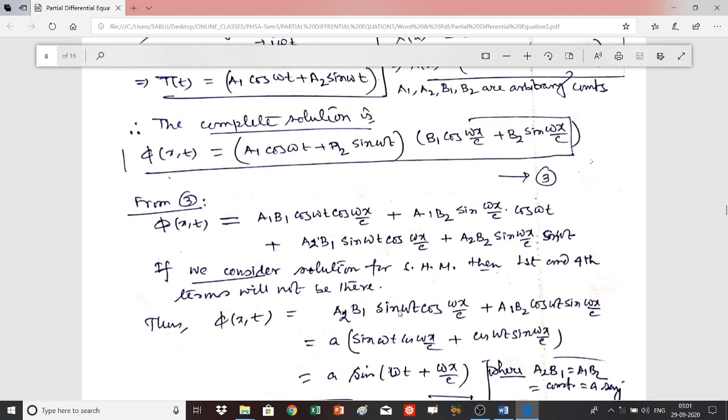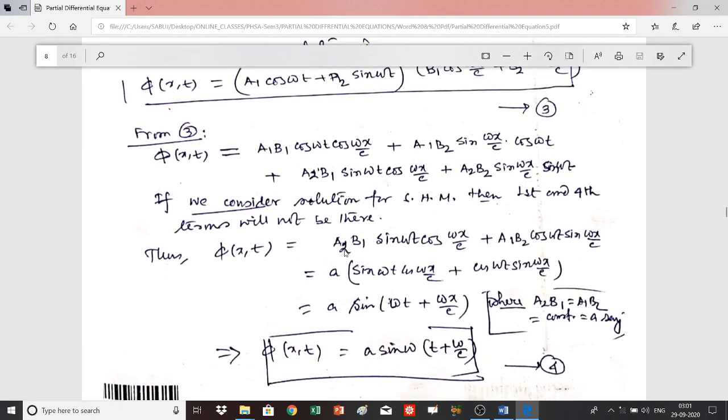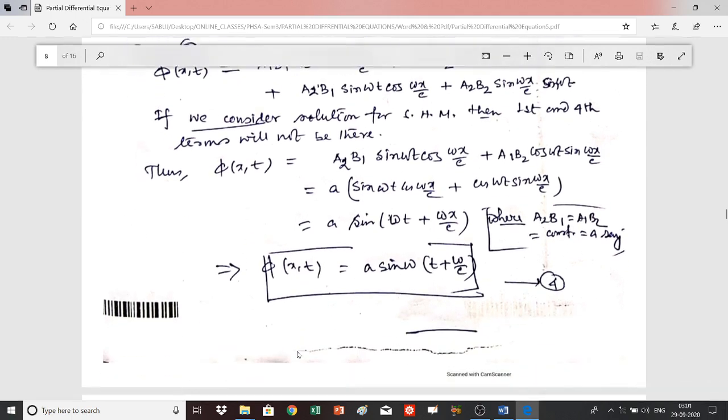So that is a2 b1 sin omega t cos omega x by c plus a1 b2 cos omega t sin omega x by c. Here a2 b1 and a1 b2 are all constants, so you can take it as a. This multiplication I write for generality, it is written as a. Then sin omega t cos omega x by c plus cos omega t sin omega x by c is nothing but sin(omega t plus omega x by c). So phi(x,t) becomes a sin(omega t plus omega x by c). So it is simple harmonic. It is the simple equation of simple harmonic motion. So the second problem is also solved here.